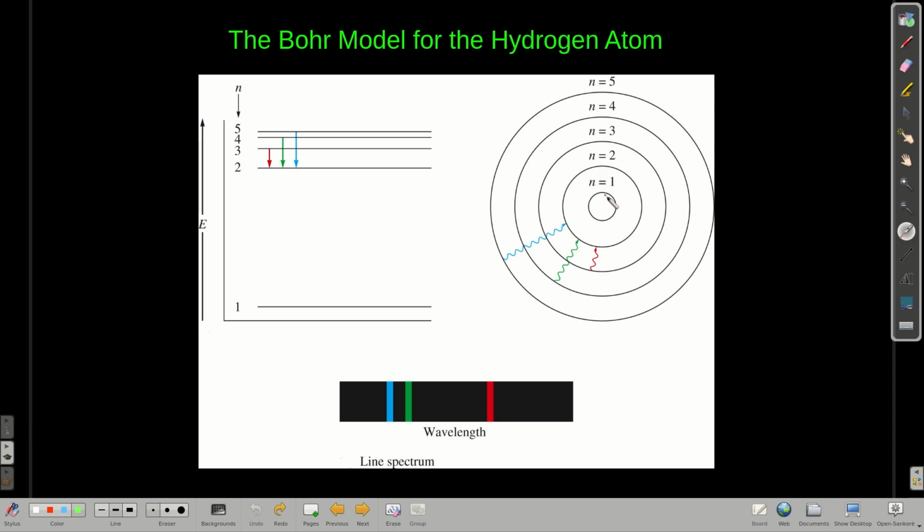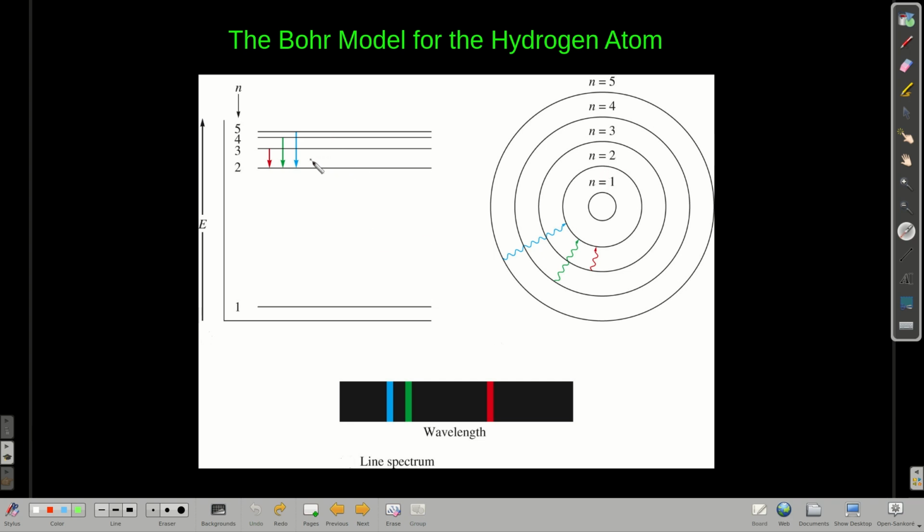Electrons, he said, can transition between these orbits. They can go from a low n to a higher n. In order to do that, they'd have to absorb energy, because you have to pull them a little bit away from the nucleus, and that's hard to do because the nucleus and the electron have opposite charges. But they can also fall down from a higher n to a lower n, and when they do that, they release energy. And we'll see that comes out as a photon of light.